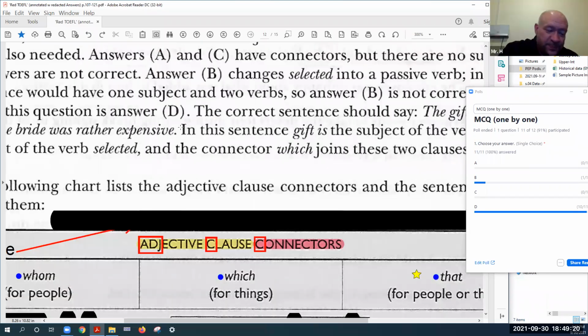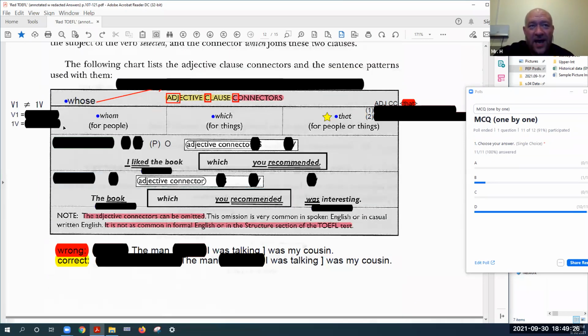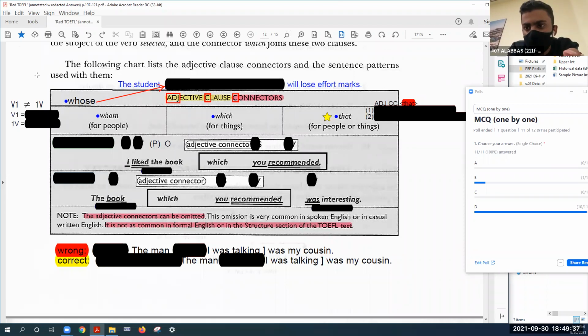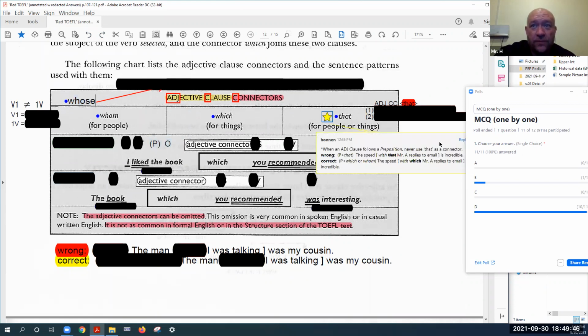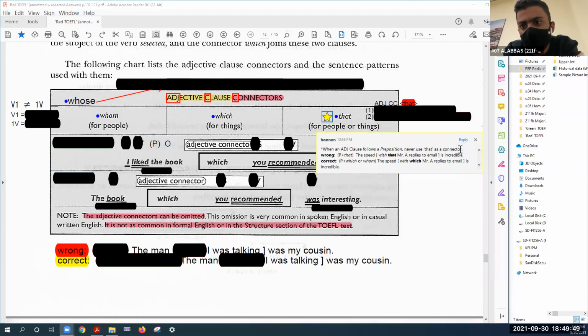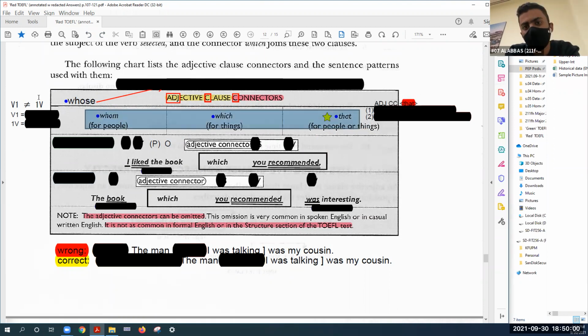Next page, gentlemen. Take a look at the next page. Or sorry, same page, but now we have the chart. What does it say here at the top, Alabas? The top left, you mean? You know what? Hold on. Let's look at the connectors. How many connectors do you see on this page? Four. One, whom, then two which, which and that, and then whose.